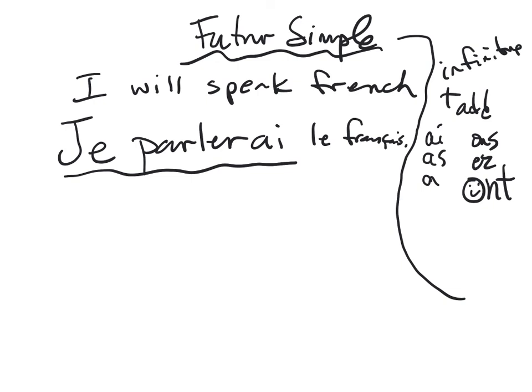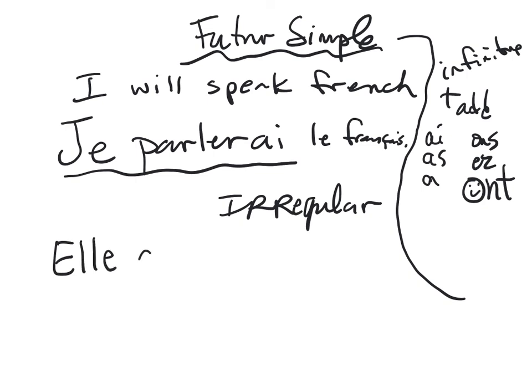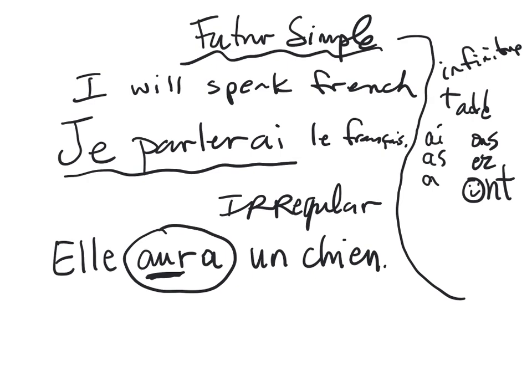The only thing you need to be careful of is if the verb is irregular. So if I wanted to say she will have, I've got to pick that irregular stem from my verb list and my notes, and then add the endings: elle aura un chien. She will have a dog. So this is for irregular. And that's it for today.